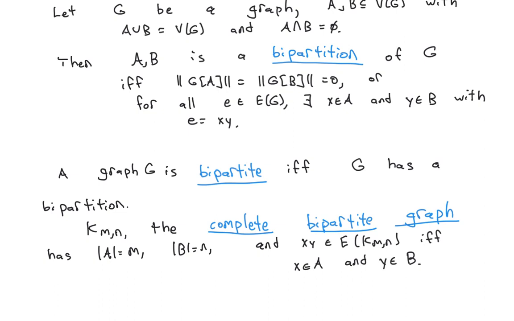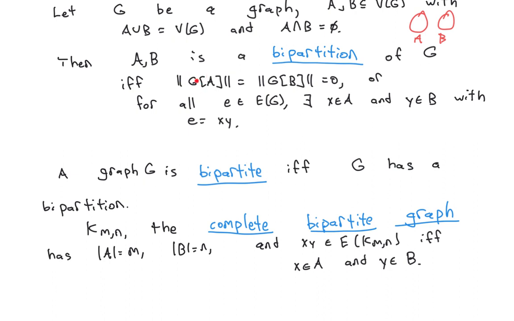All right, suppose that we have a graph G, and we're going to let A and B be two subsets of vertices with the property that their union consists of all vertices and their intersection is empty. So in other words, you've taken your graph and you split the vertex set into two parts, A and B. Then we're going to call this splitting into two parts a bipartition if it has the following property.